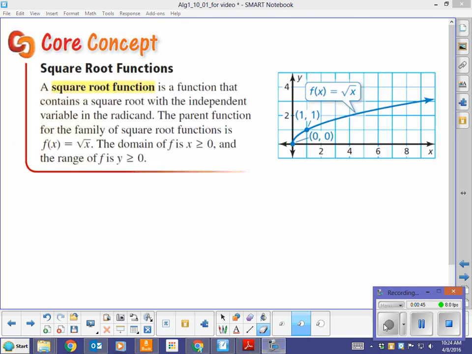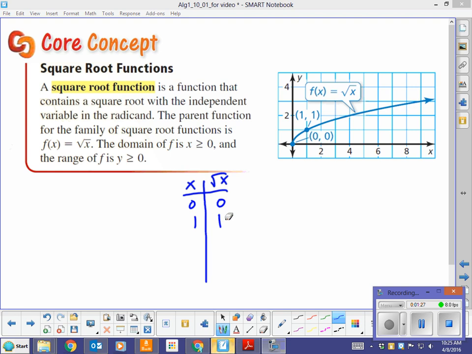Okay, so let's take a look at what a parent function looks like. It looks like this, where f of x equals the square root of x. And how do we get this shape? Well, let's take a look at our graph here. Most of our graphs start at 0, 0. If x is 0, the square root of 0 is 0. If x is 1, the square root of 1 is 1. Notice that this 1, 1, 0, 0 thing also works for exponential, linear, and quadratic functions.